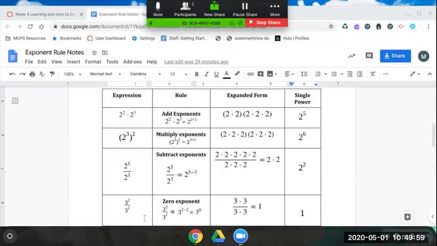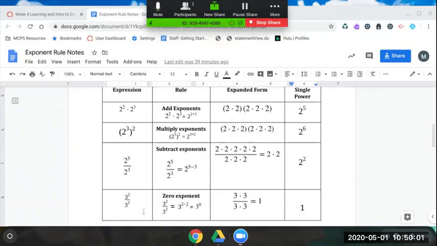So another rule we're learning this week is the zero exponent rule. It says anytime you have a number or a variable with the 0 power, the answer is 1. So here's an example. We have 3 to the second divided by 3 to the second. So we keep the base of 3, we subtract 2 minus 2, we end up with 3 to the 0 power. And like I stated earlier, any number or variable to the 0 power will give you 1. Not 3 to the 1, you just get 1.